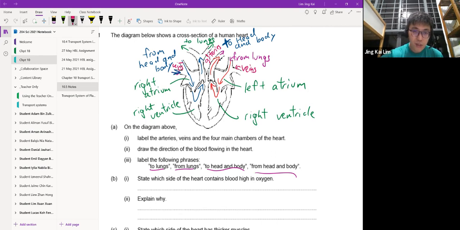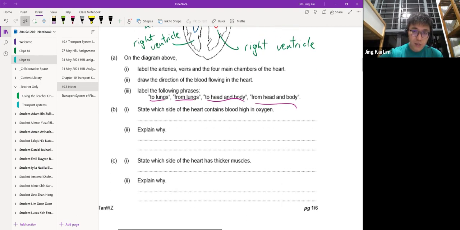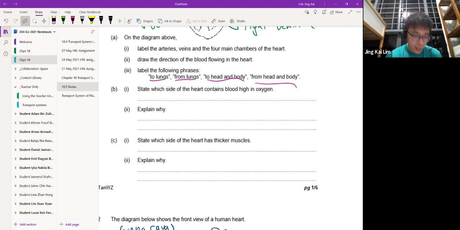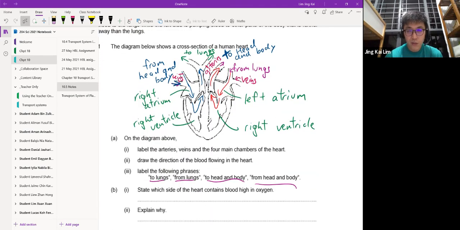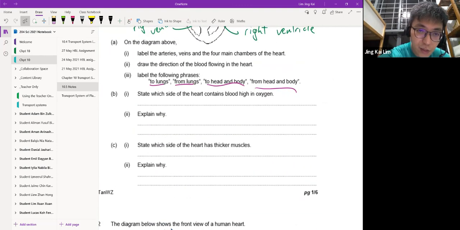Which side of the heart contains blood high in oxygen? If you look at the way that we draw the blood flow, you would notice that it's actually the left side of the heart.